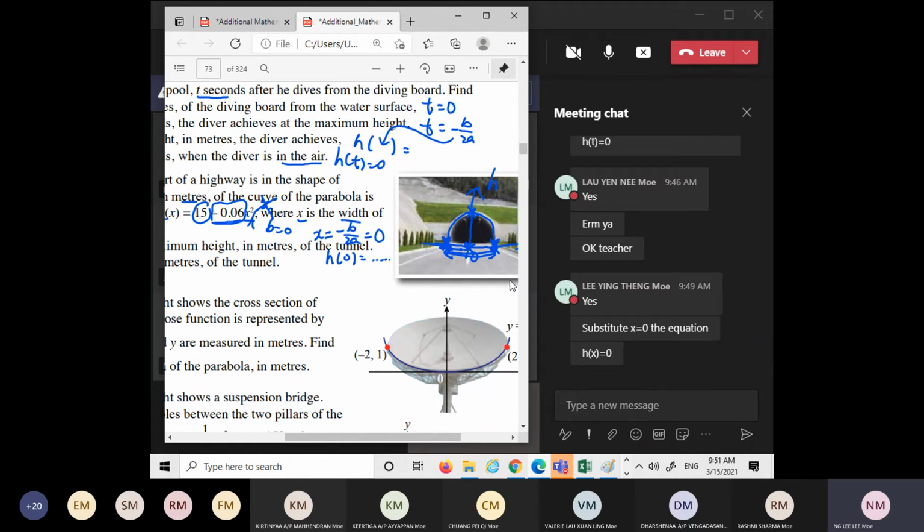Yeah, you let the h equal to 0. Or if you assume this as y, then you let the y equal to 0. Then you can find these two points. The x-intercepts actually. Very good. You let h(x) equal 0, then you solve for the x value. Because of the x squared, you will have a positive and negative value. After that, you find the width.